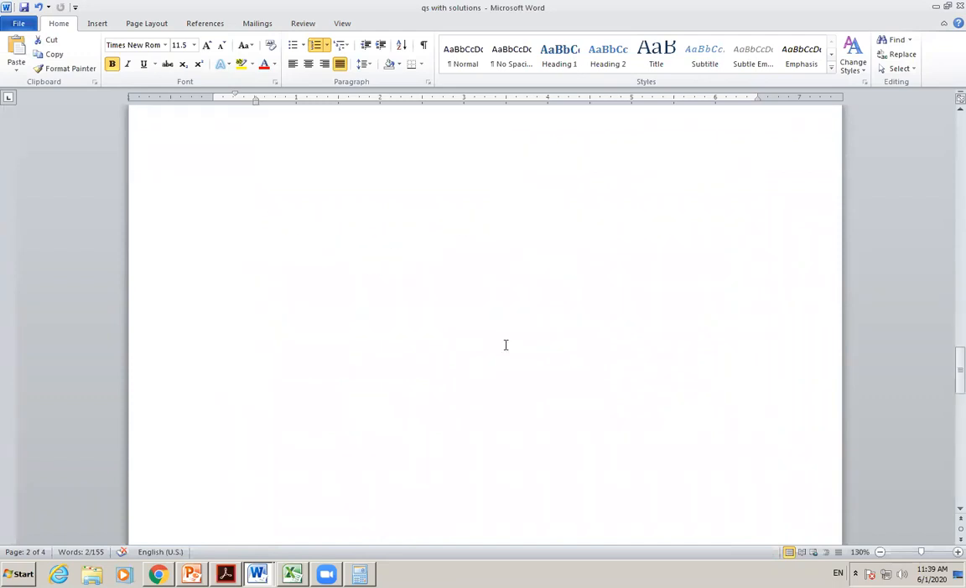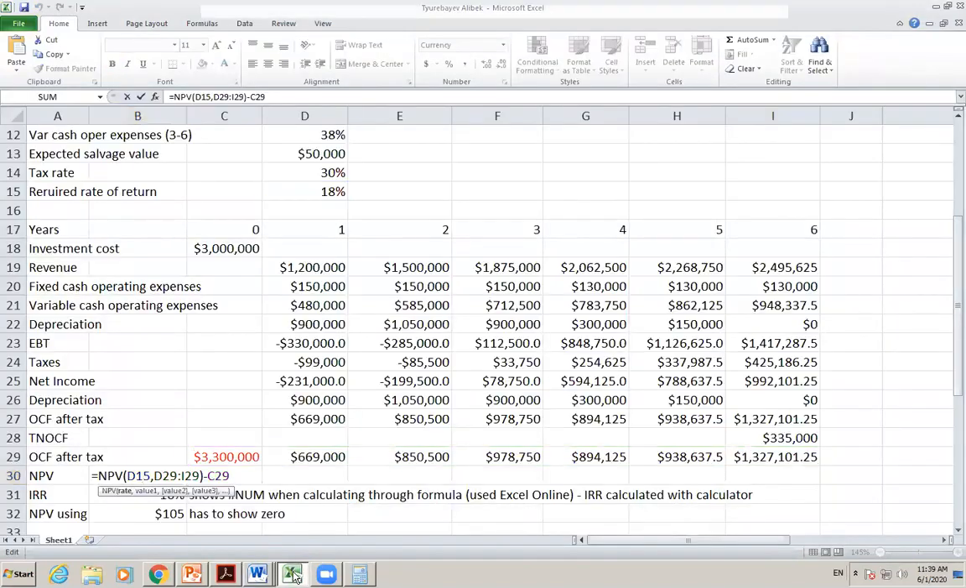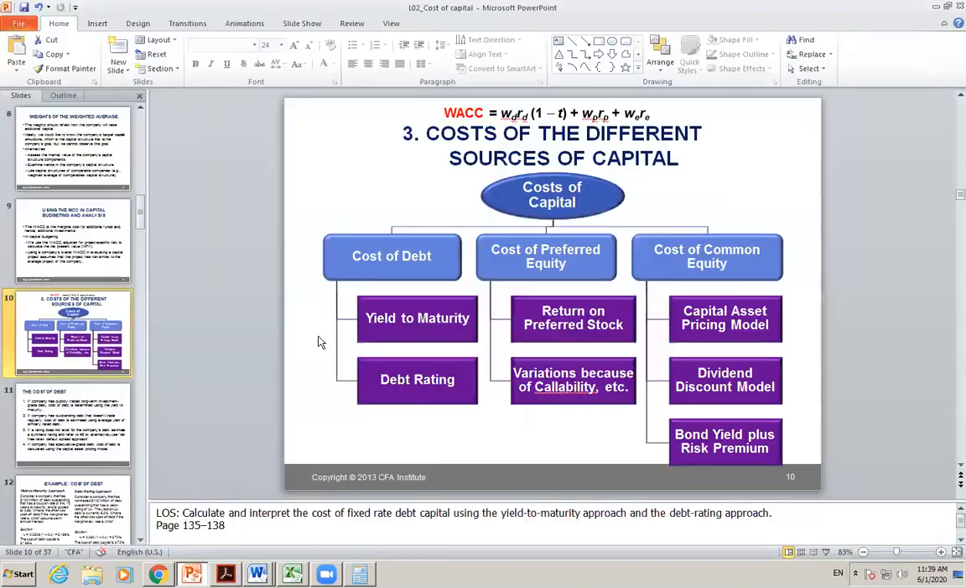And there's another example here. The Valence Industry issued bonds. Okay, we'll come to this. Let's go further. So now we learned how to calculate the weighted averages, how to calculate the proportions. That's good. So before I proceed to calculate the cost of debt, cost of preferred stock, cost of common equity, please don't hesitate to ask any questions, okay? We will not come back to it again.